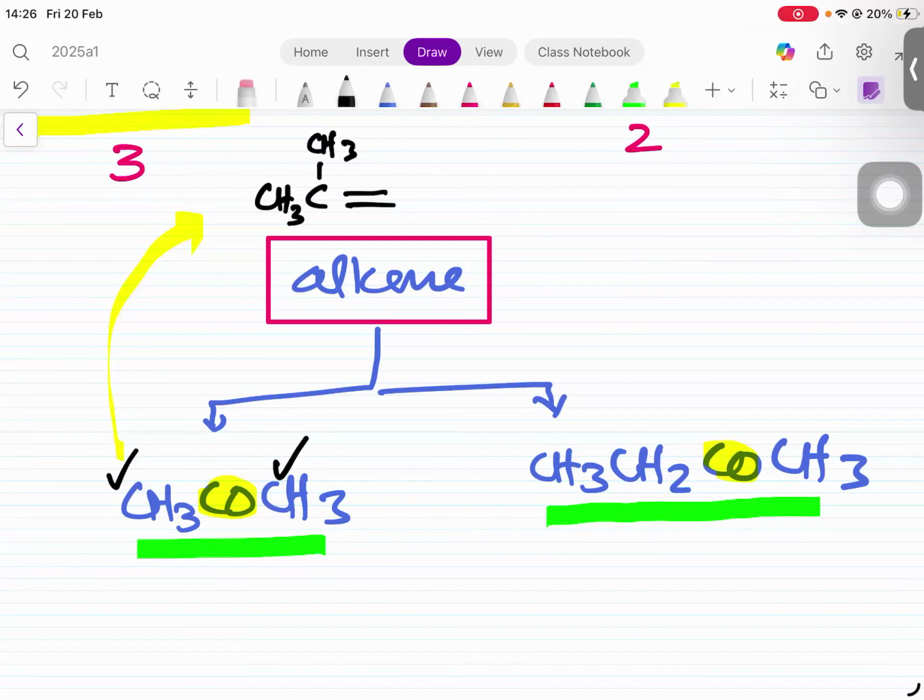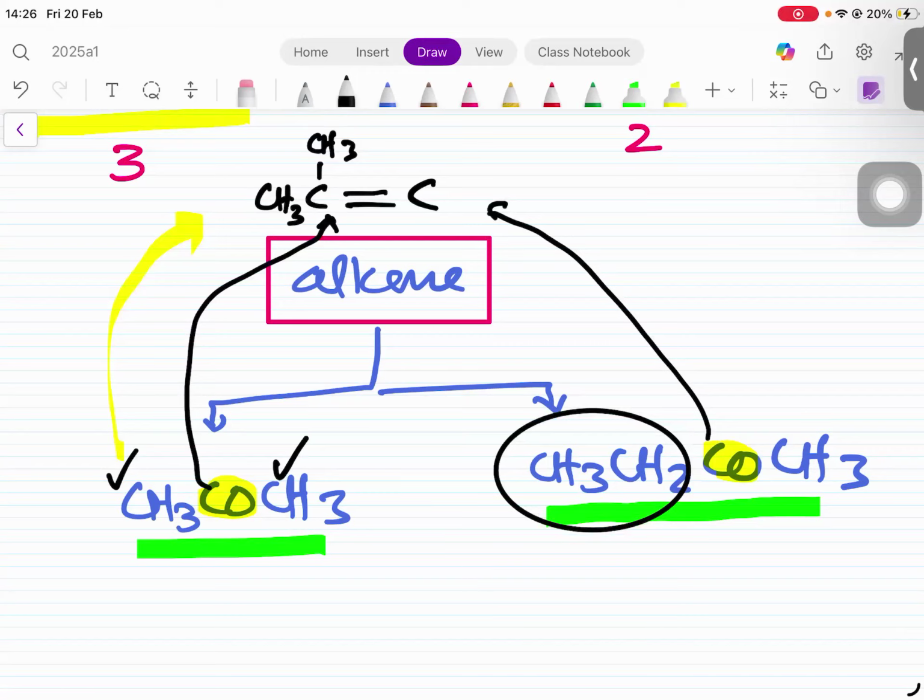Please listen carefully to how I did this. I took the C double bond O and made it C double bond, and attached both CH3s. Now come to the other side. This CO will also be C double bond. What are the two groups attached? CH2 and CH3, and the other group attached is CH3. So this is the structure, right?